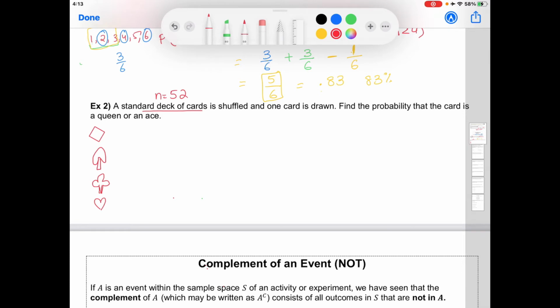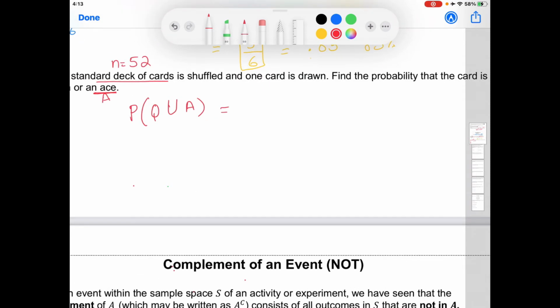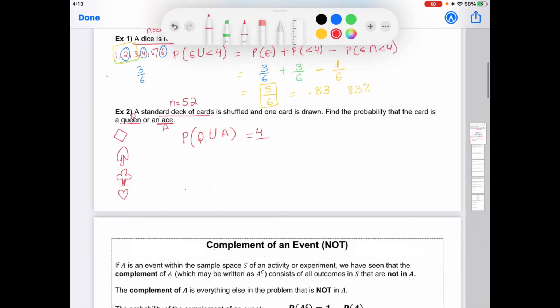It's saying find the probability. So I want to find the probability of a queen, which would be Q. I'm going to use Q for queen, and an ace. Or an ace, not and. Or, be very careful. Or means union. Ace would be A. So what's the probability of queens? How many queens are there? There are 4 queens, right, in a deck of how many cards? 52.